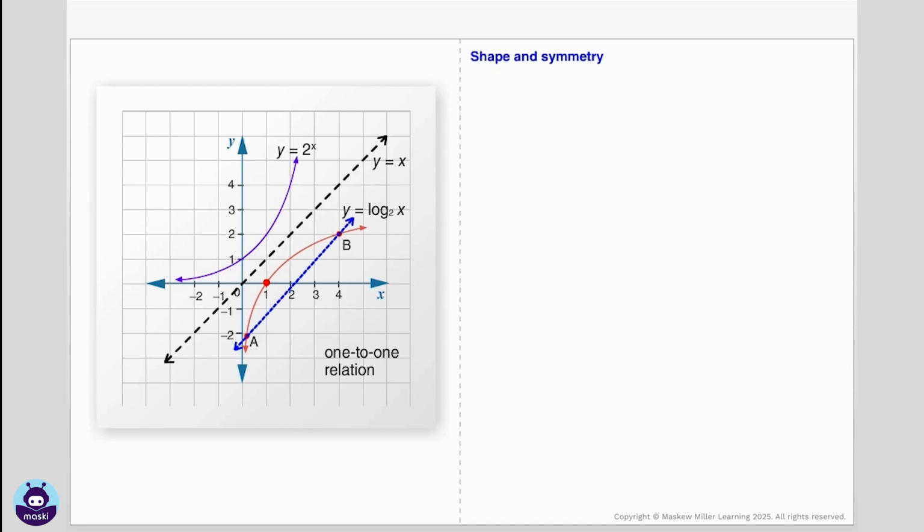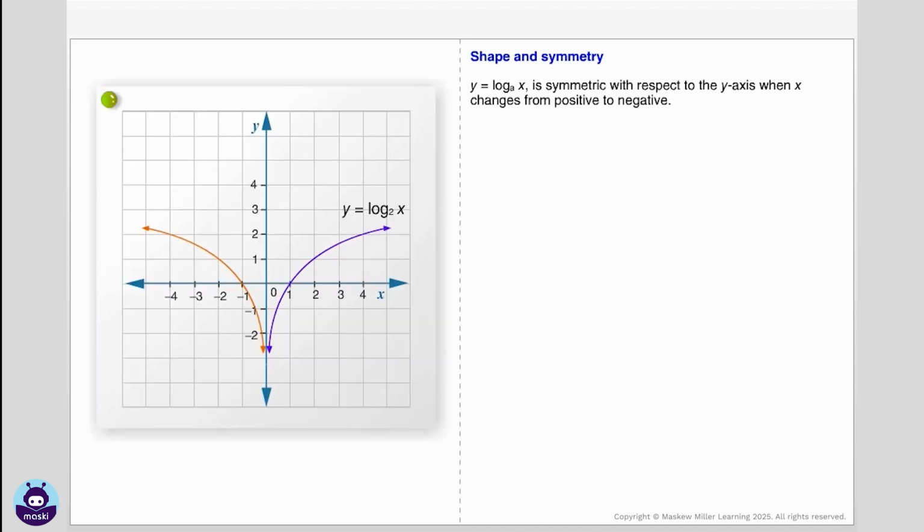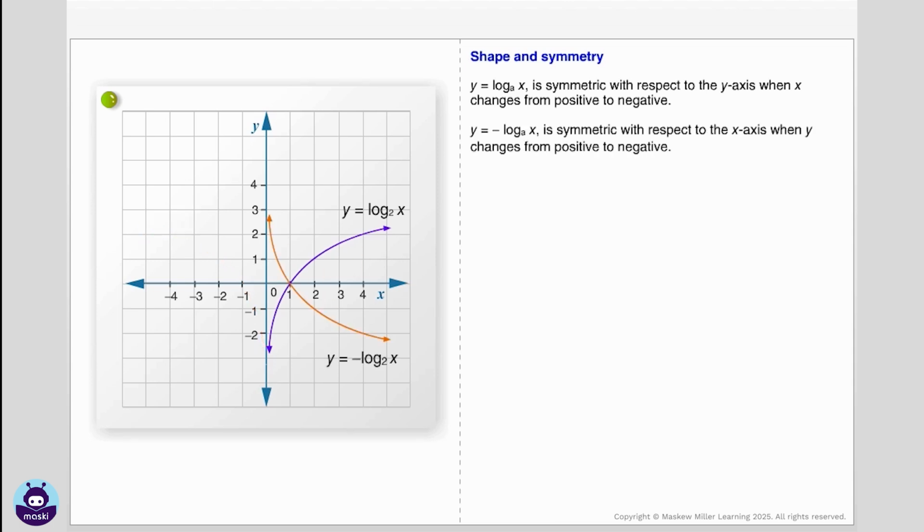Shape and symmetry. The inverse of y equals a to the power x, that is, y equals log x base a, is symmetric with respect to the y-axis when x changes from positive to negative. Observe the graphs of y equals log x base 2 and y equals log minus x base 2. Similarly, the inverse of y equals a to the power negative x, that is, y equals minus log x to the base a, is symmetric with respect to the x-axis when y changes from positive to negative. We can conclude this by observing the graphs.